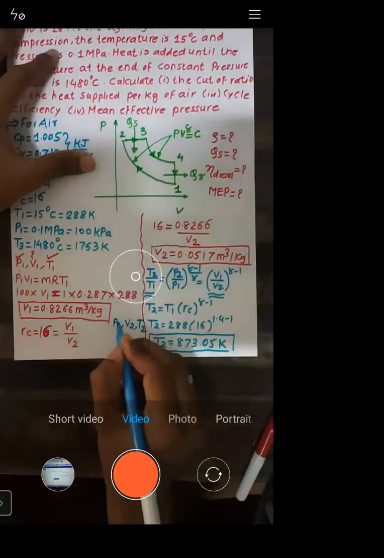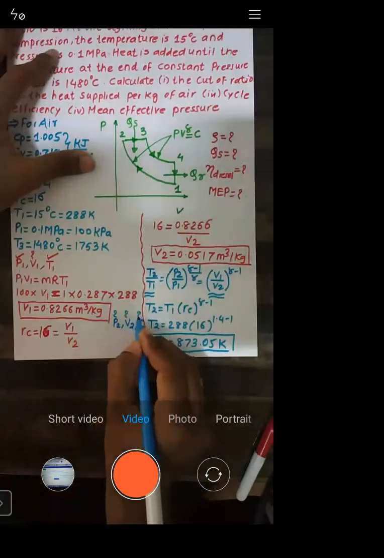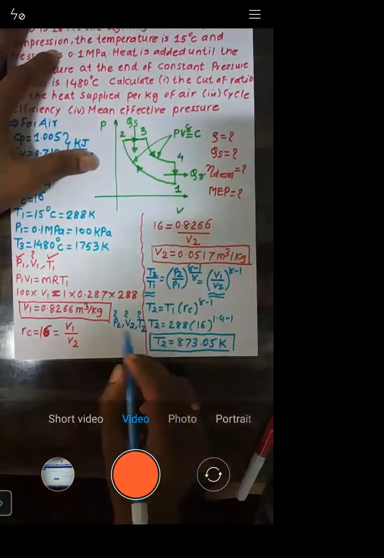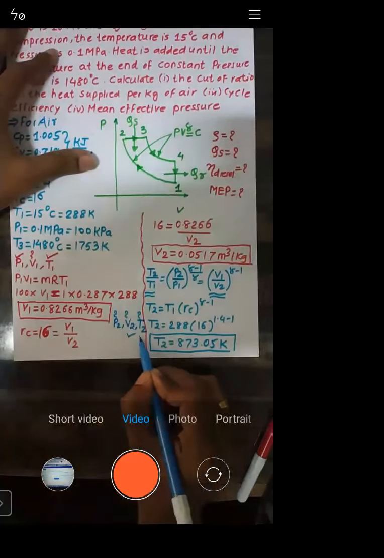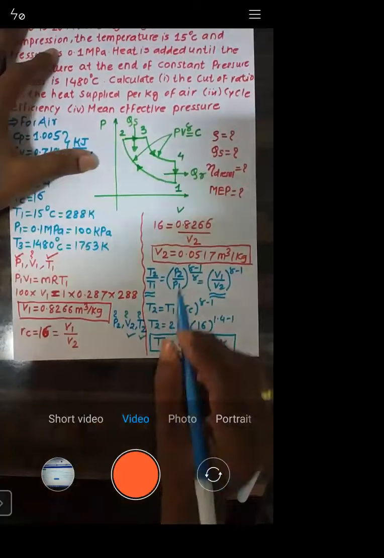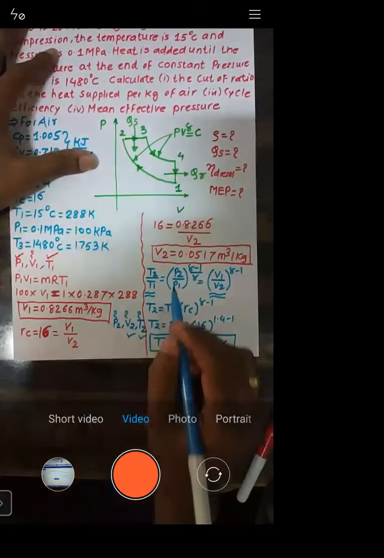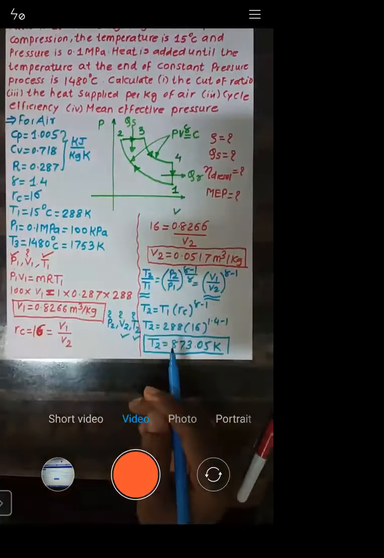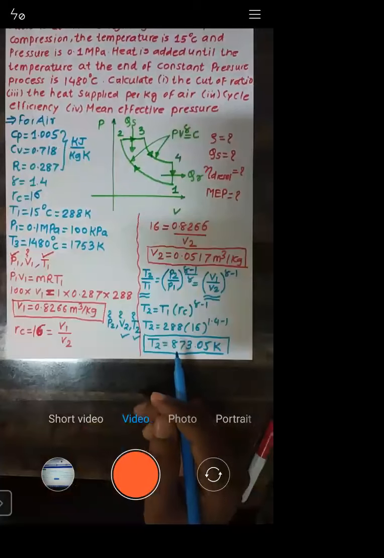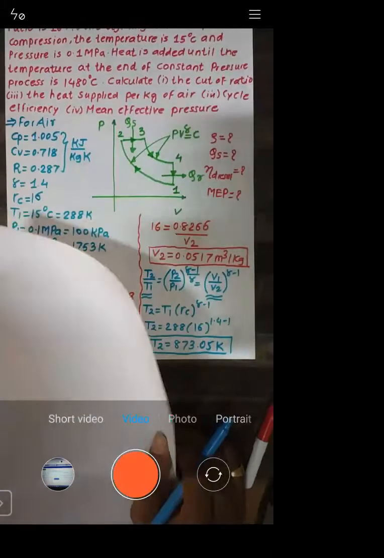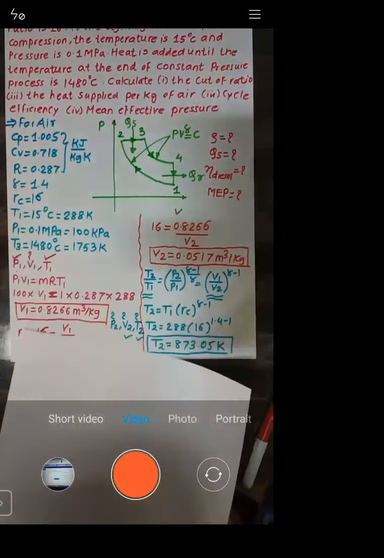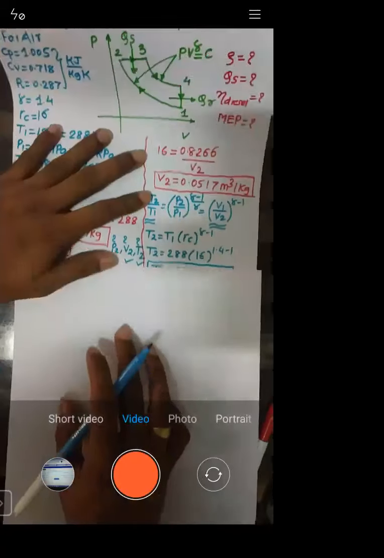See, all of you, everything was unknown. Initially we calculated V2, now we have calculated T2. Then let us calculate P2 now. For calculating P2, we will equate the last two equations. Okay, how to do that?